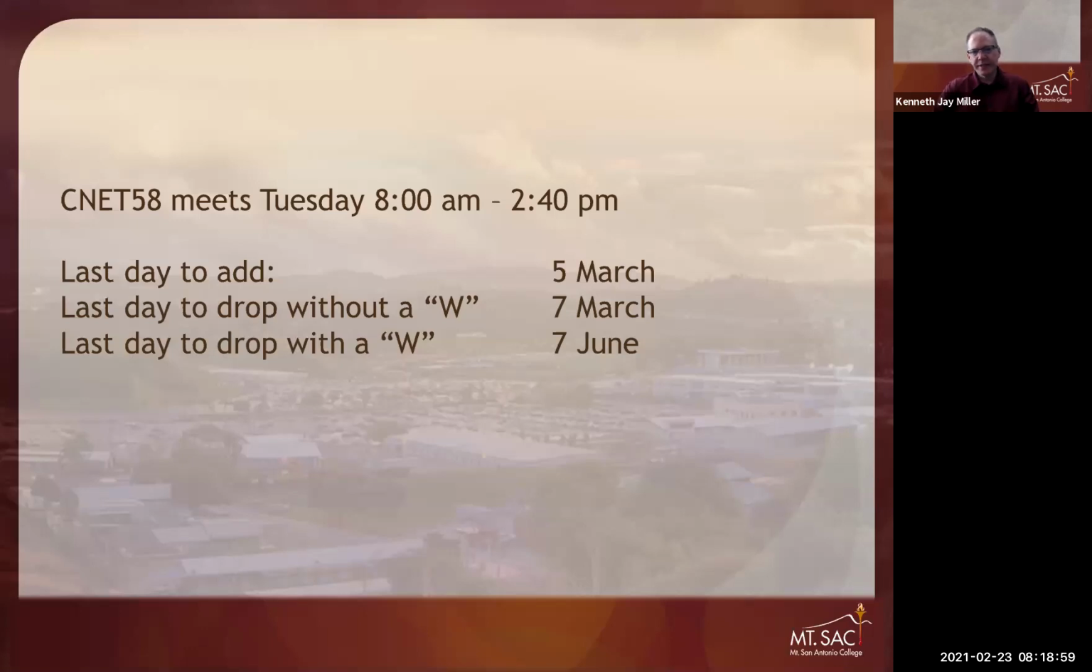But this without a W, that means the course will not appear on your transcript. So if you print out your official transcript or your unofficial and you request an official, and you drop before the 7th of March, this course will not appear on there. After that, it will, but it will have a grade of W, which just means you withdrew.